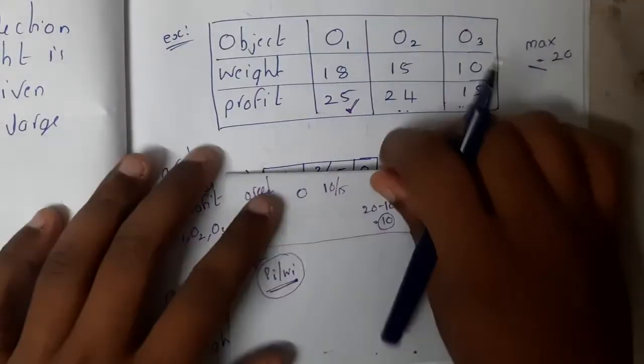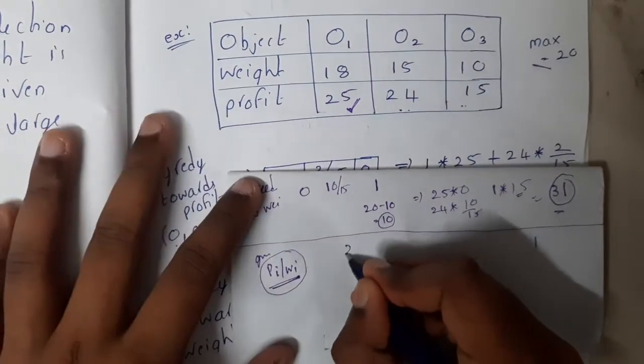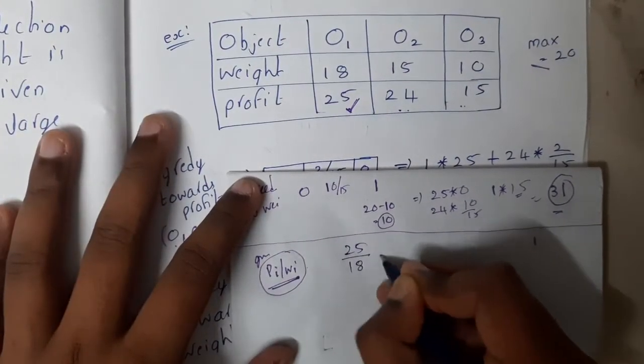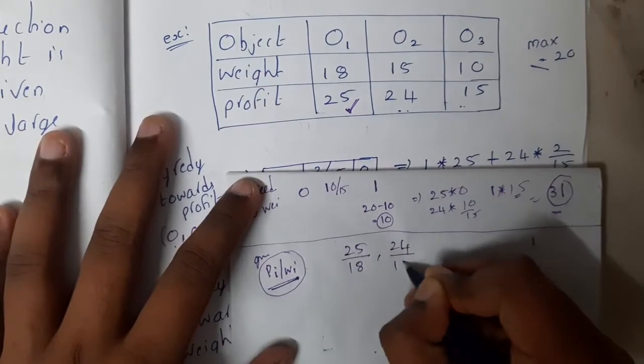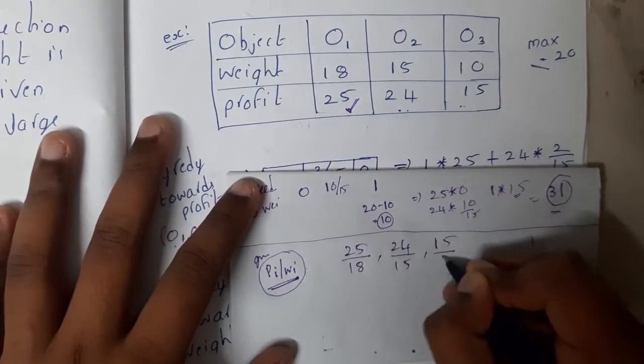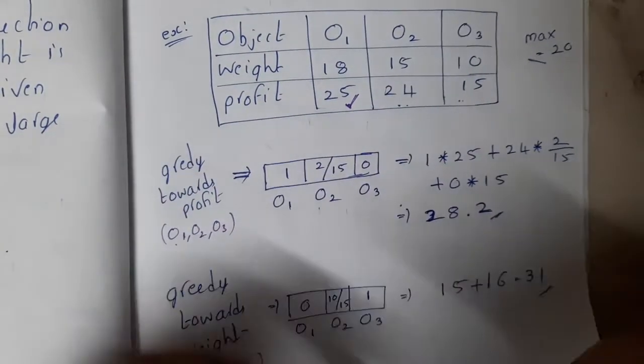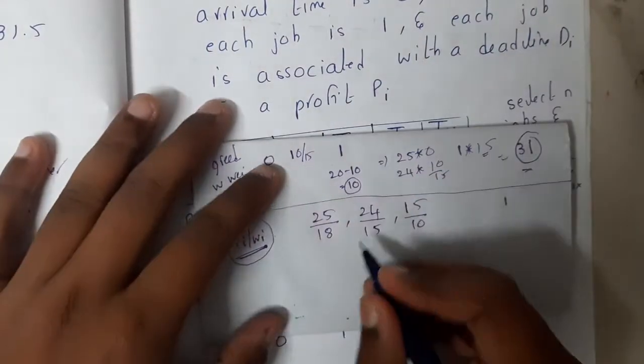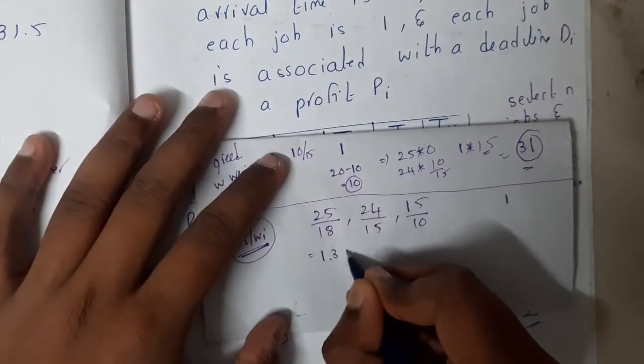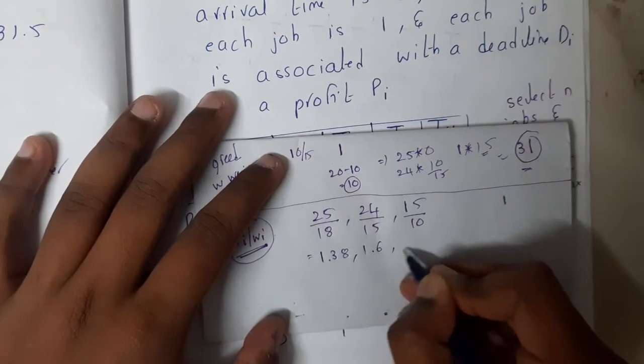Okay. So the first item, profit by weight, right? So 25 by 18 will be the first item's value. 24 by 15 will be the second item's value. 15 by 10 will be the third item's value. So if you calculate it, the values which you will get are 1.38, 1.6 and 1.5.